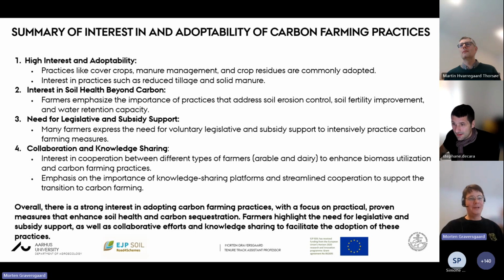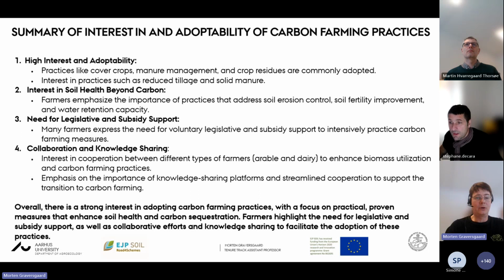Soil fertility improvement and water retention capacity. And of course it differs depending on the context and landscape and setting you're in. But we also found that there's a need for legislative and subsidy support, so policy support. And of course, this is what we hear in other cases also, that they express a need for voluntary legislative and subsidy support to try to get this adopted and rolled out. But also a need for more collaboration and knowledge sharing.